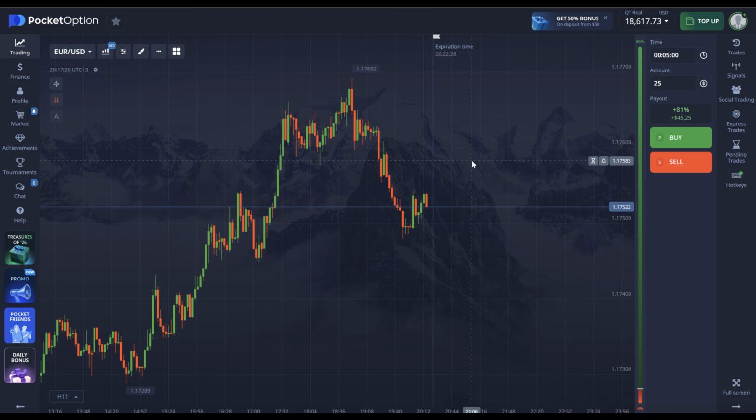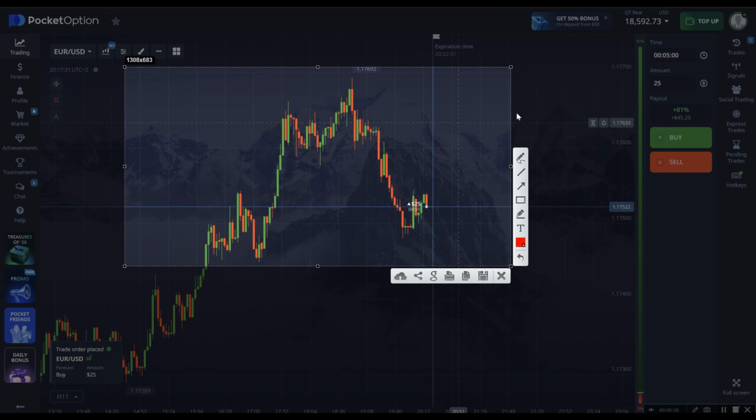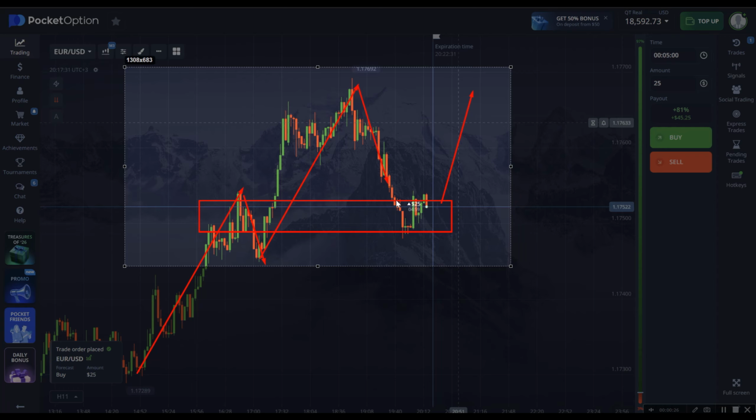I'm going to open a trade on EUR USD for an upward movement. The price has returned to the previously broken resistance zone. Now this is a support zone. I expect the trend to continue and the price to go even higher towards the local maximum. Well, at least in that direction.